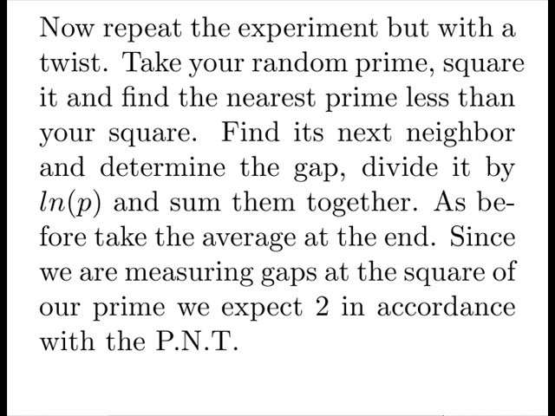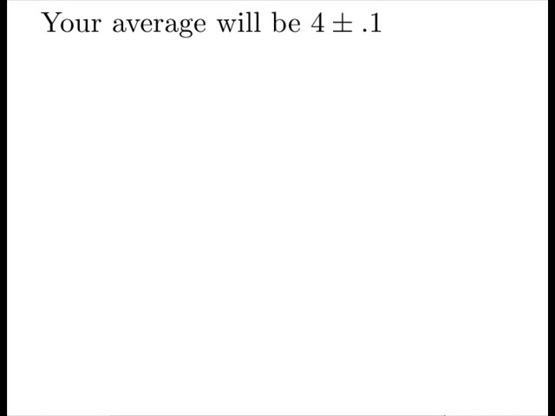Now repeat the experiment, but with a twist. Take your random prime, but square it first. Now find the nearest prime less than their square, find its next neighbor, and determine the gap. Divide it by the log of your random prime and sum them together. As before, take the average at the end. Since we are measuring gaps at the square of our prime, we expect 2 in accordance with the prime number theorem. That is the log being 2 tells us it's been squared. Your average will be 4 and very close to it.